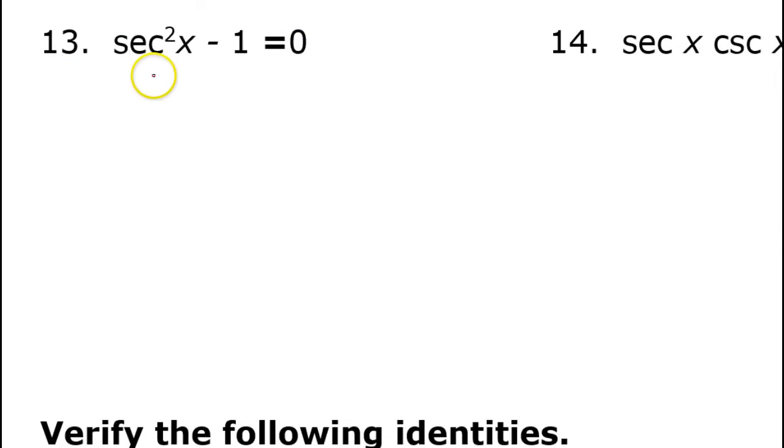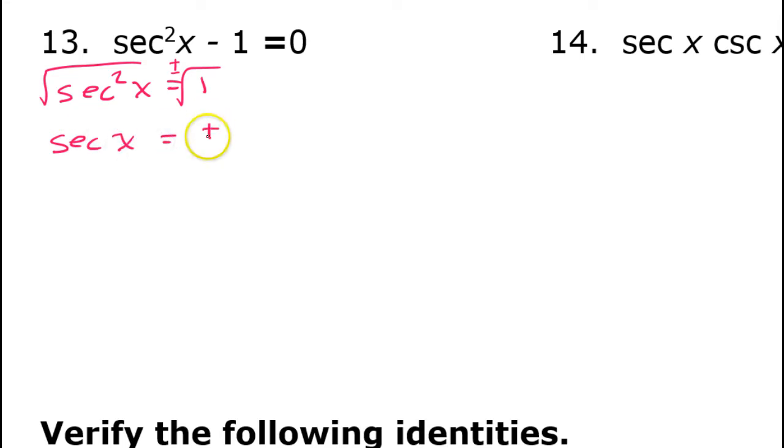Okay, we have secant squared x minus 1 is equal to 0. I'm just going to add 1 to both sides, so that's going to give me secant squared x is equal to 1. Now I'm going to take the square root of both sides. Don't forget your plus or minus. So that's going to give me secant of x is equal to plus or minus 1. Now I'm going to take the reciprocal of both sides.